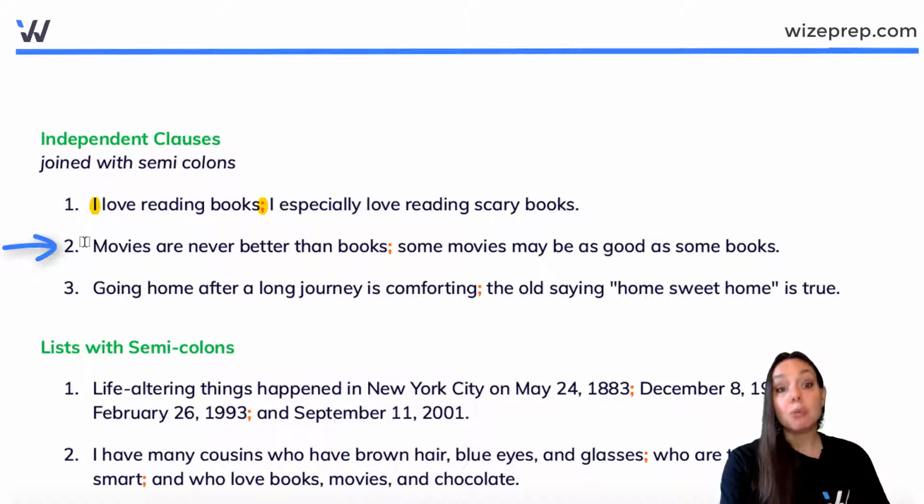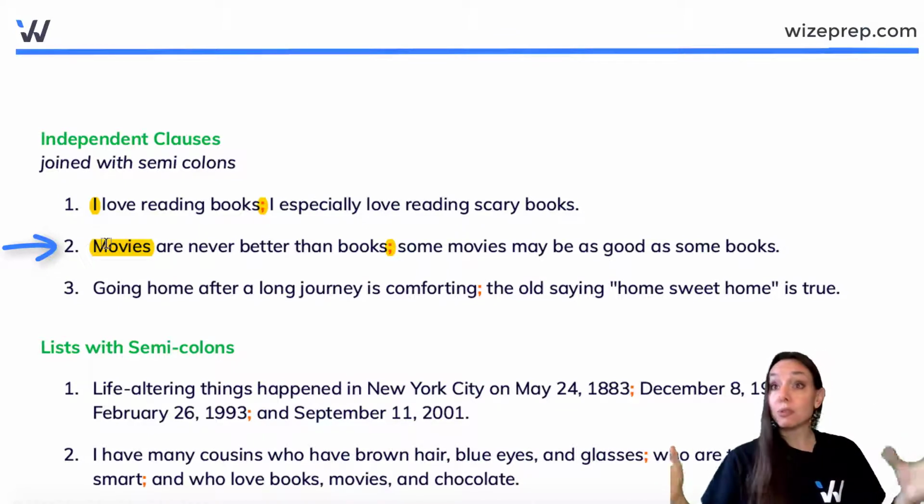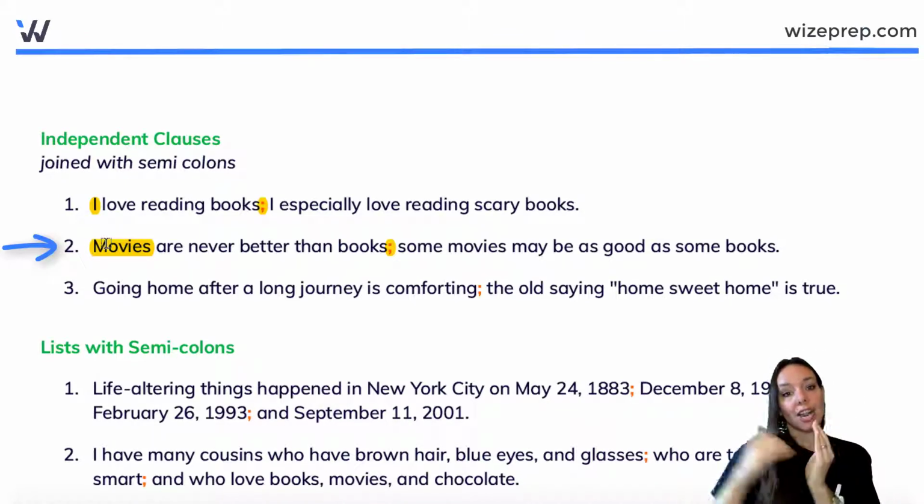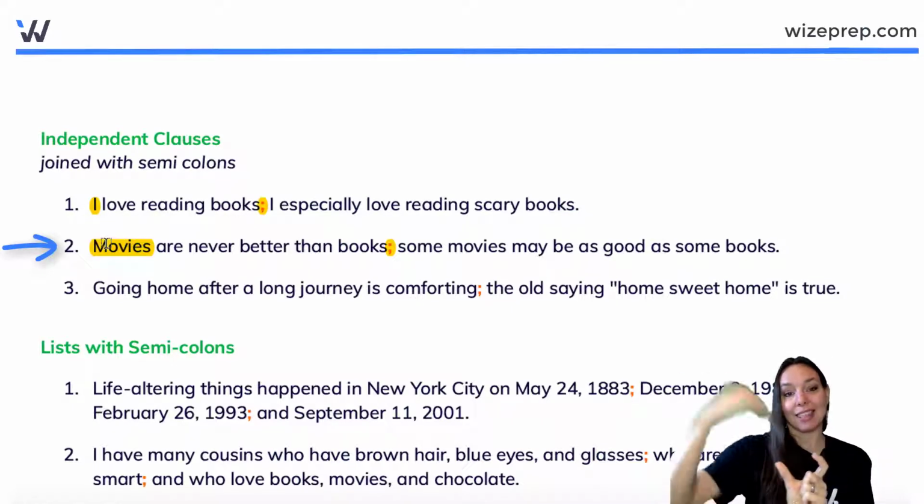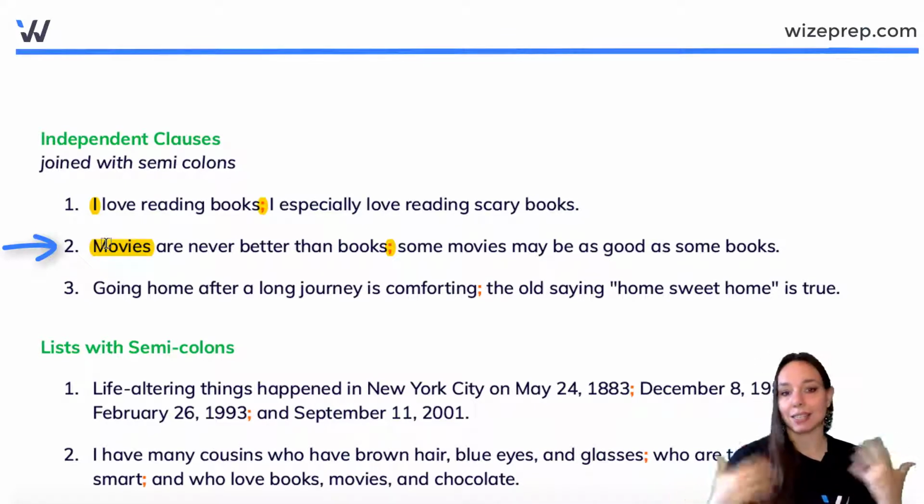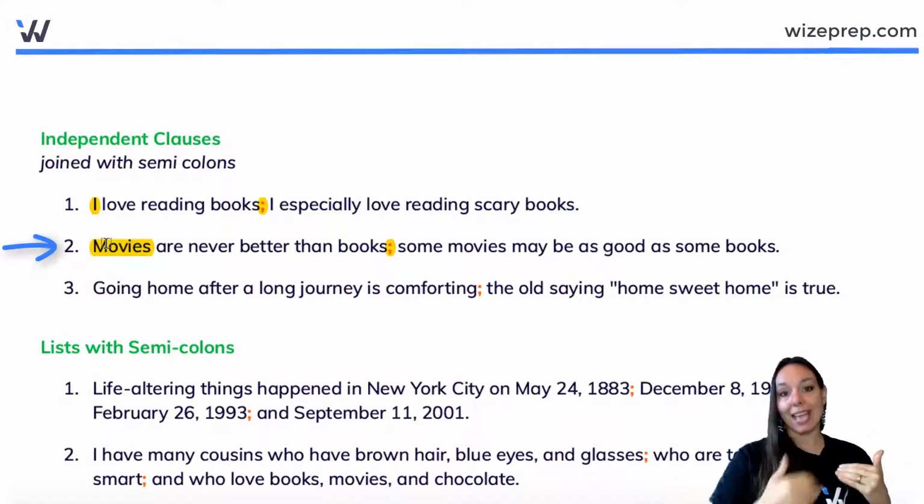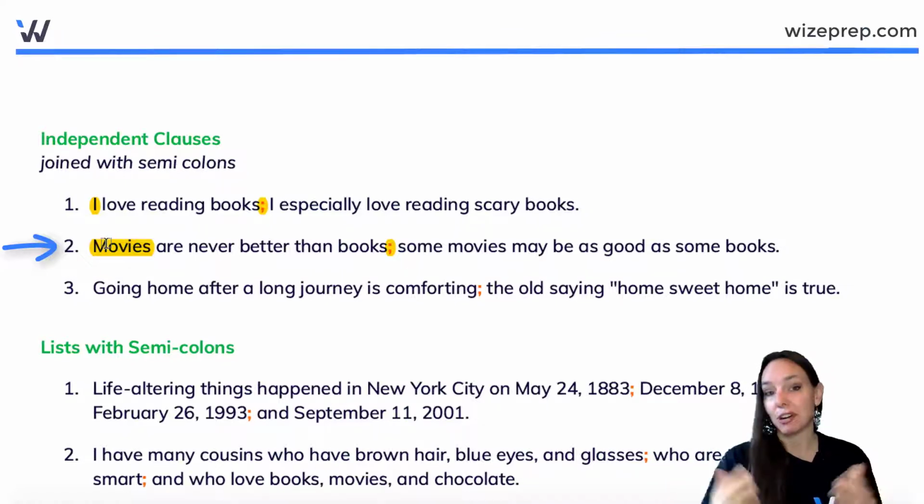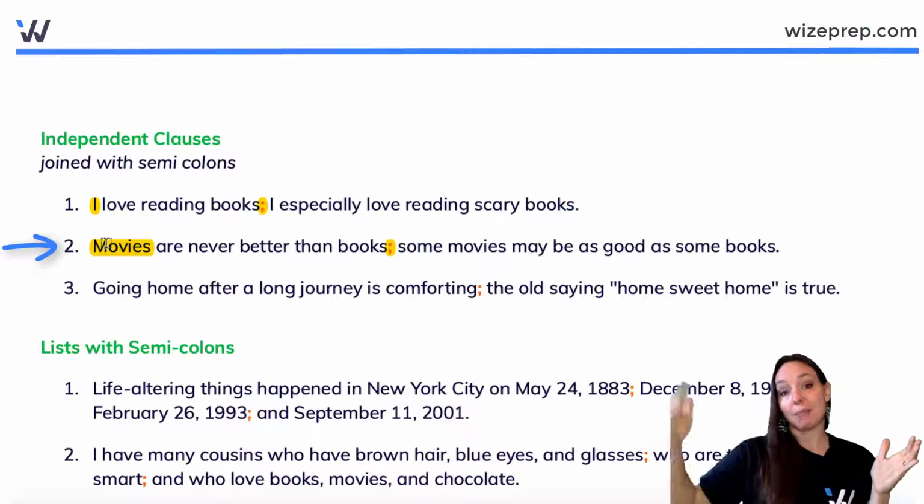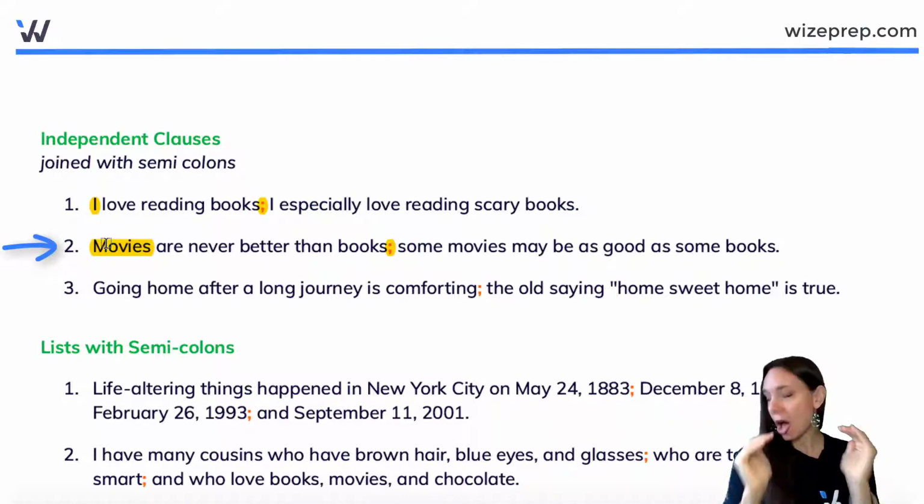This next one: Movies are never better than books; some movies may be as good as some books. Again, we've got that semicolon joining those two independent clauses. Then we have the subject here, movies. What about movies? Movies are the subject. Are better is the verb, and then never is the negative construction. So it's telling us that movies are not better than books, and the absolute construction of that negative is never. Anyway, movies are never better than books. That's our independent clause. That's all we need to make a sentence.